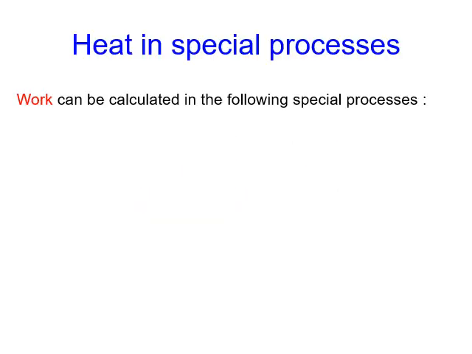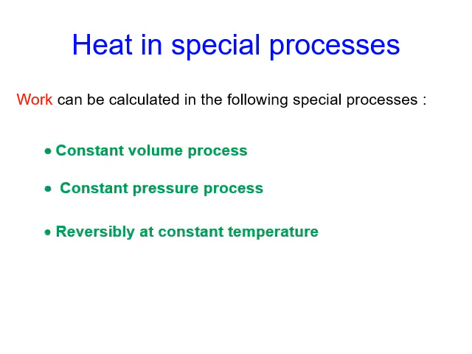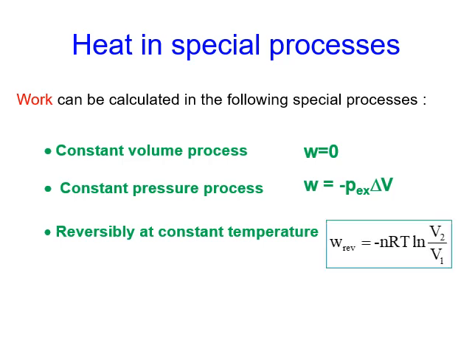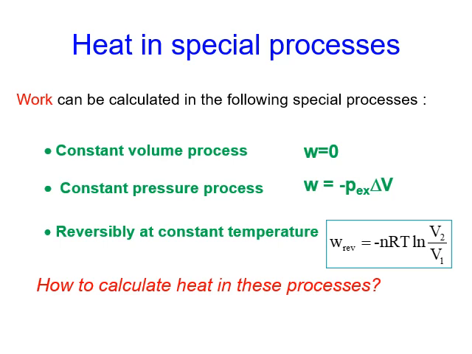In the last section, we learned how to calculate work. So here are some important special cases that you need to remember: constant volume, constant pressure, reversible, and constant temperature. Whenever volume is constant, work is zero. When pressure is constant, work can be calculated simply by negative pressure times volume change. If it's reversible and constant temperature, work is calculated by negative nRT ln V2 over V1.